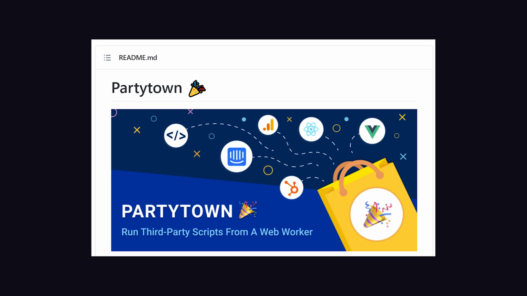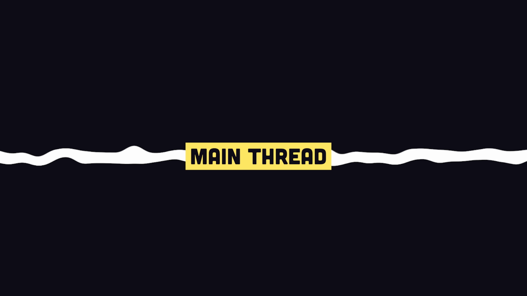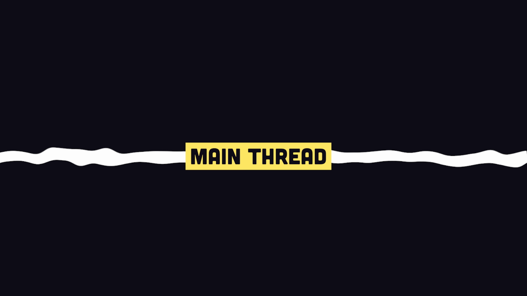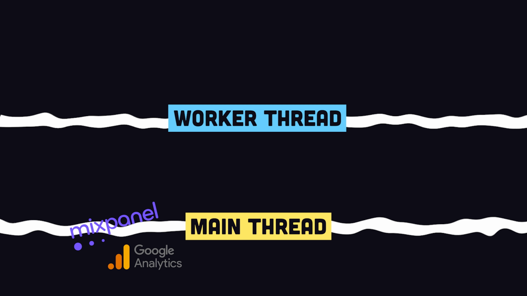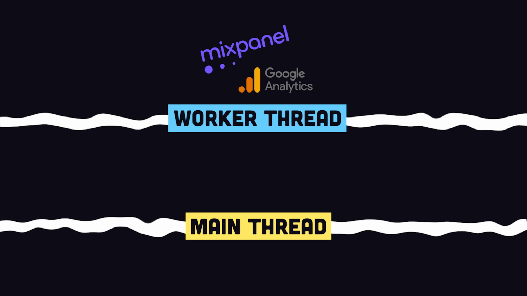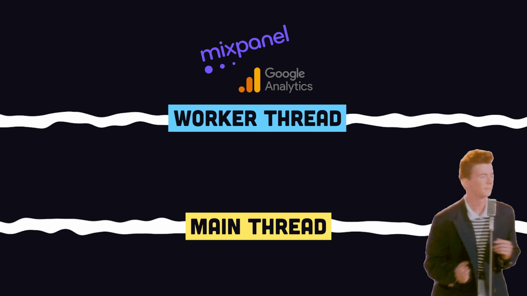Luckily, there's an open source library called Partytown that can run third-party scripts from a web worker. JavaScript is single-threaded, but modern browsers allow you to run background jobs via web workers. Partytown will offload any scripts that don't deal directly with the UI into a web worker, and that means the only thing on the main thread is your UI, which leads to a faster, more responsive website.